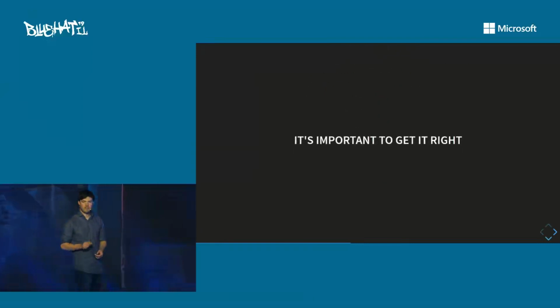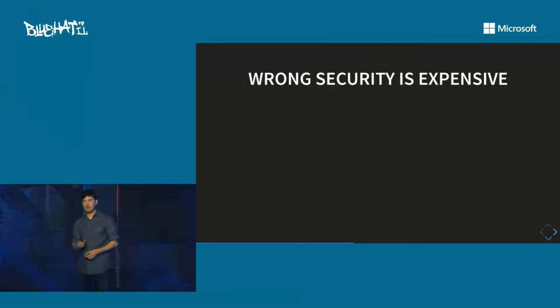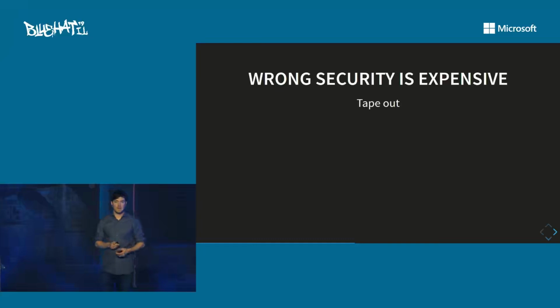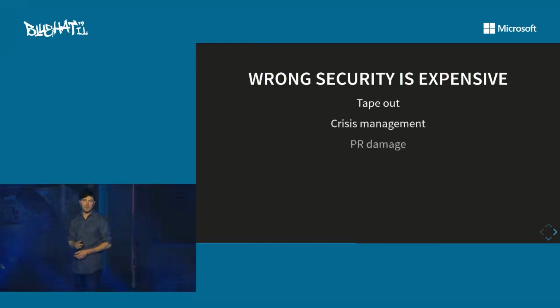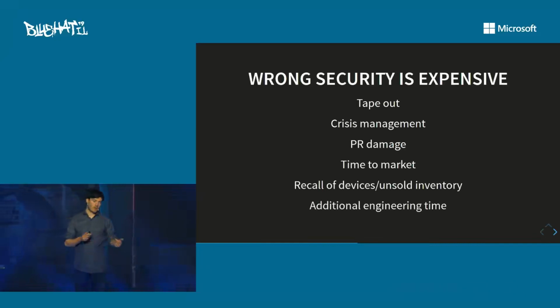But we believe it is very important to get it right, because bad security can be very expensive. So, for instance, if you need another tape out, that can cost upwards of $1 million. And that's before you take into consideration the extra damage you might have from the bad publicity, or the fact that you have unsold inventory, or inventory you'll have to sell for a lower price. On top of which, you'll probably still need to pay this additional engineering time.